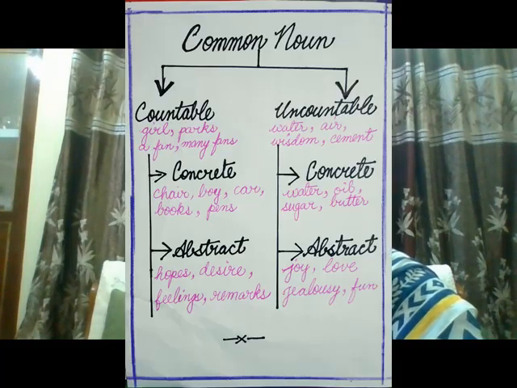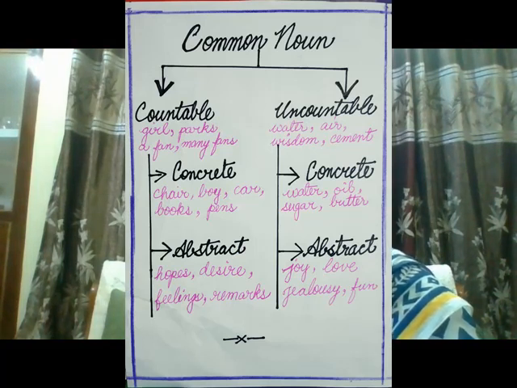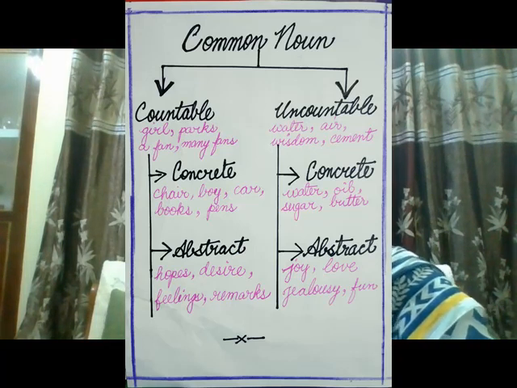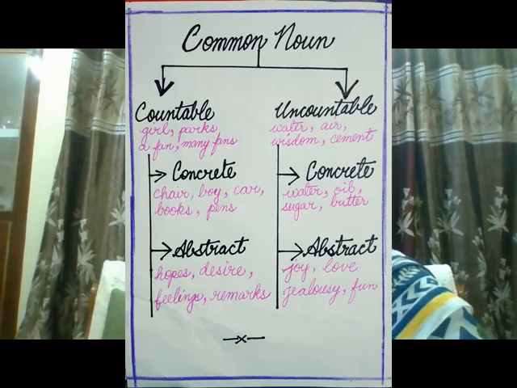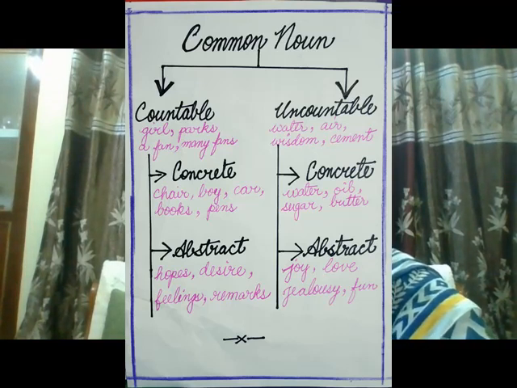Now, if you remember, what was the first kind? We have discussed a common noun. Now here I am going to discuss more about a common noun. In the chart, you can see that a common noun is divided into a countable noun and an uncountable noun.